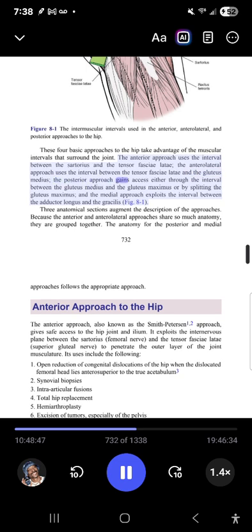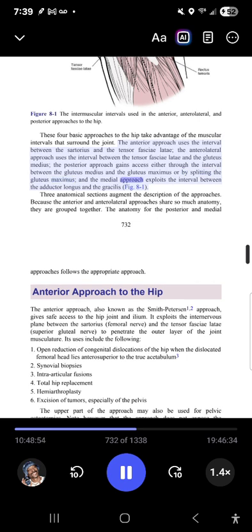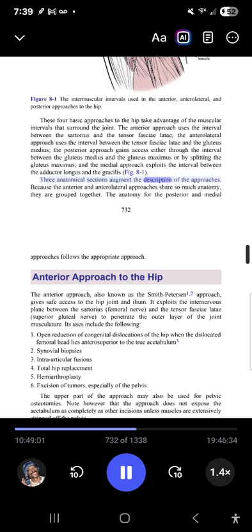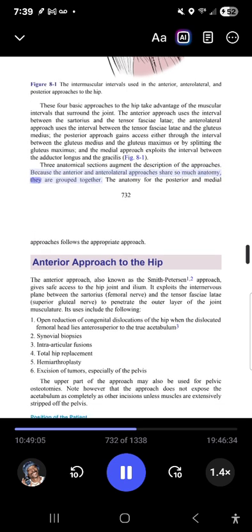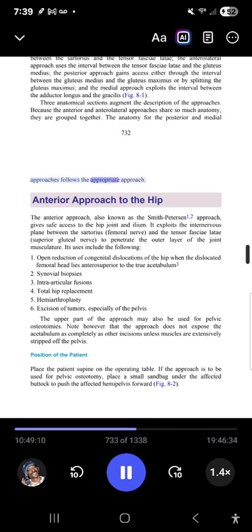The posterior approach gains access either through the interval between the gluteus medius and the gluteus maximus or by splitting the gluteus maximus. And the medial approach exploits the interval between the adductor longus and the gracilis. Figure 8-1. Three anatomical sections augment the description of the approaches. Because the anterior and anterolateral approaches share so much anatomy, they are grouped together. The anatomy for the posterior and medial approaches follows the appropriate approach.